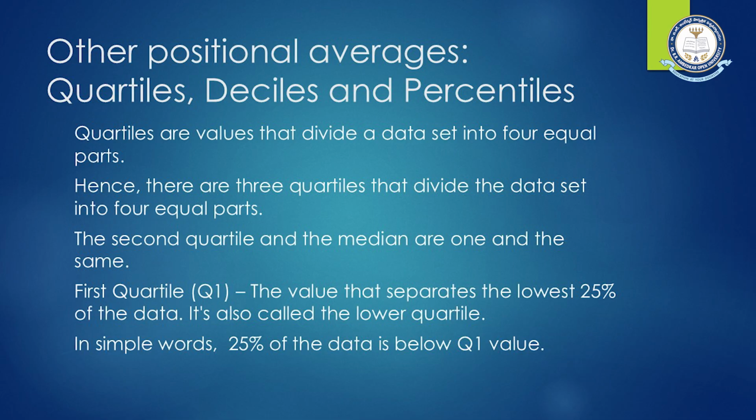Quartiles divide the data set into 4 equal parts. Unlike median, which divides the data set into 2 equal parts, quartiles divide the data set into 4 equal parts. To divide the data set into 4 equal parts, we need 3 quartiles: quartile 1, quartile 2 and quartile 3. Quartile 2 is nothing but median, and hence we calculate only quartile 1 and quartile 3. Quartile 1 is referred to as Q1 and quartile 3 is referred to as Q3.